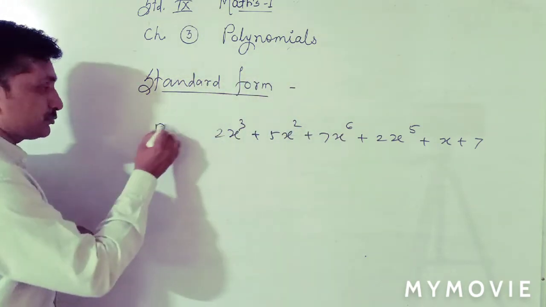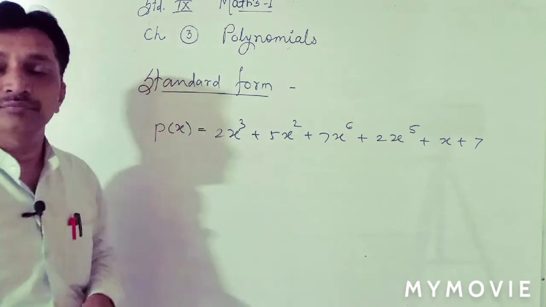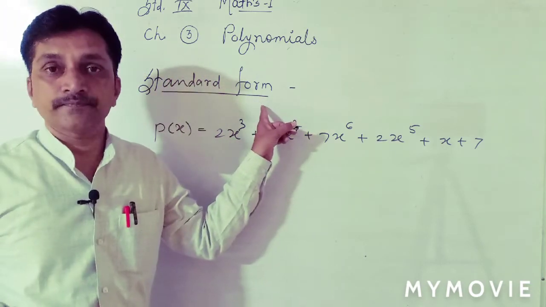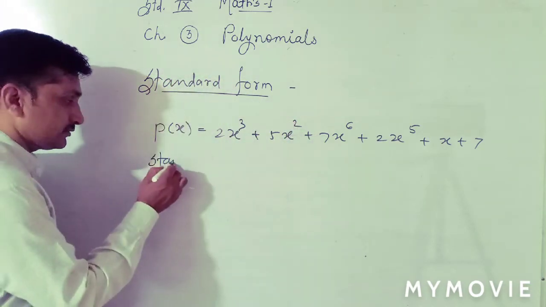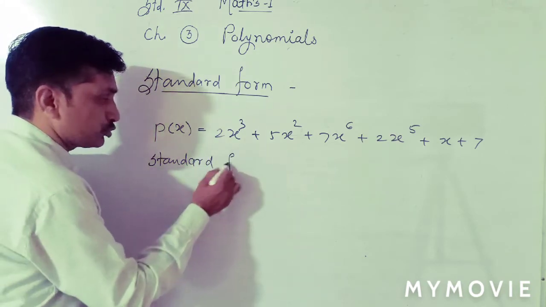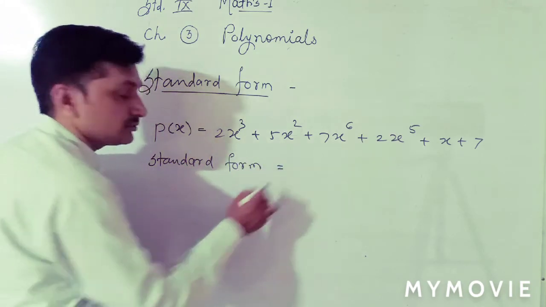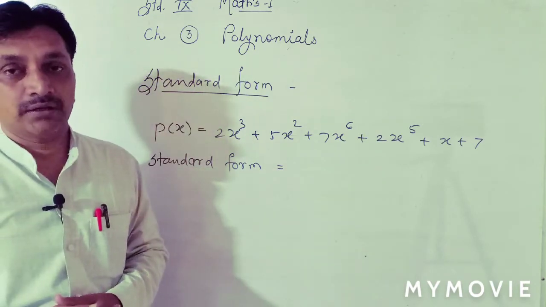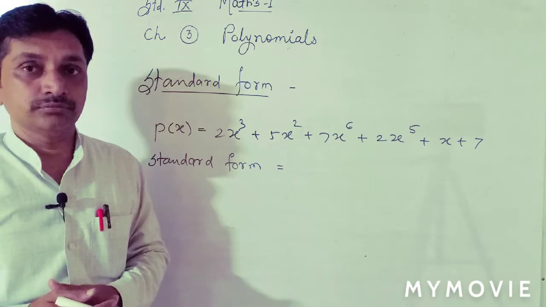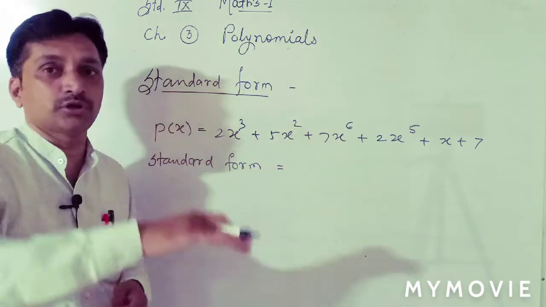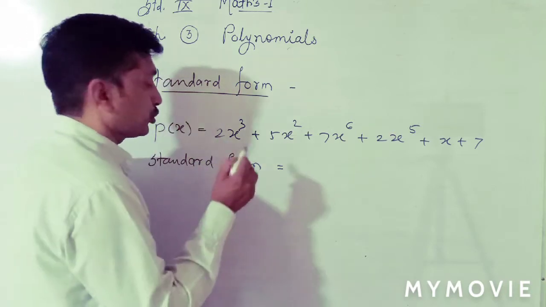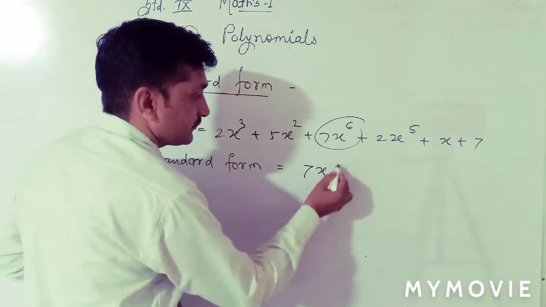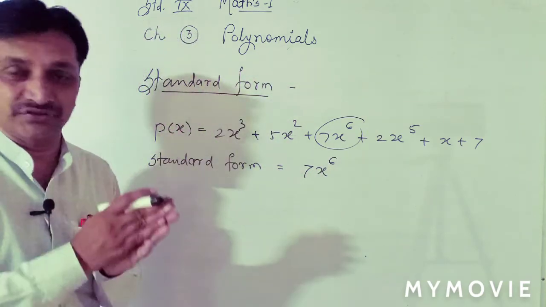Suppose this is p of x, the polynomial p of x, and you want to write it in standard form. How to write standard form? What do we have to do? We have to arrange the powers in descending order. Descending order means from bigger to smaller. Now what is the highest power? 6. Then that will come first: 7x raised to 6. Highest first.